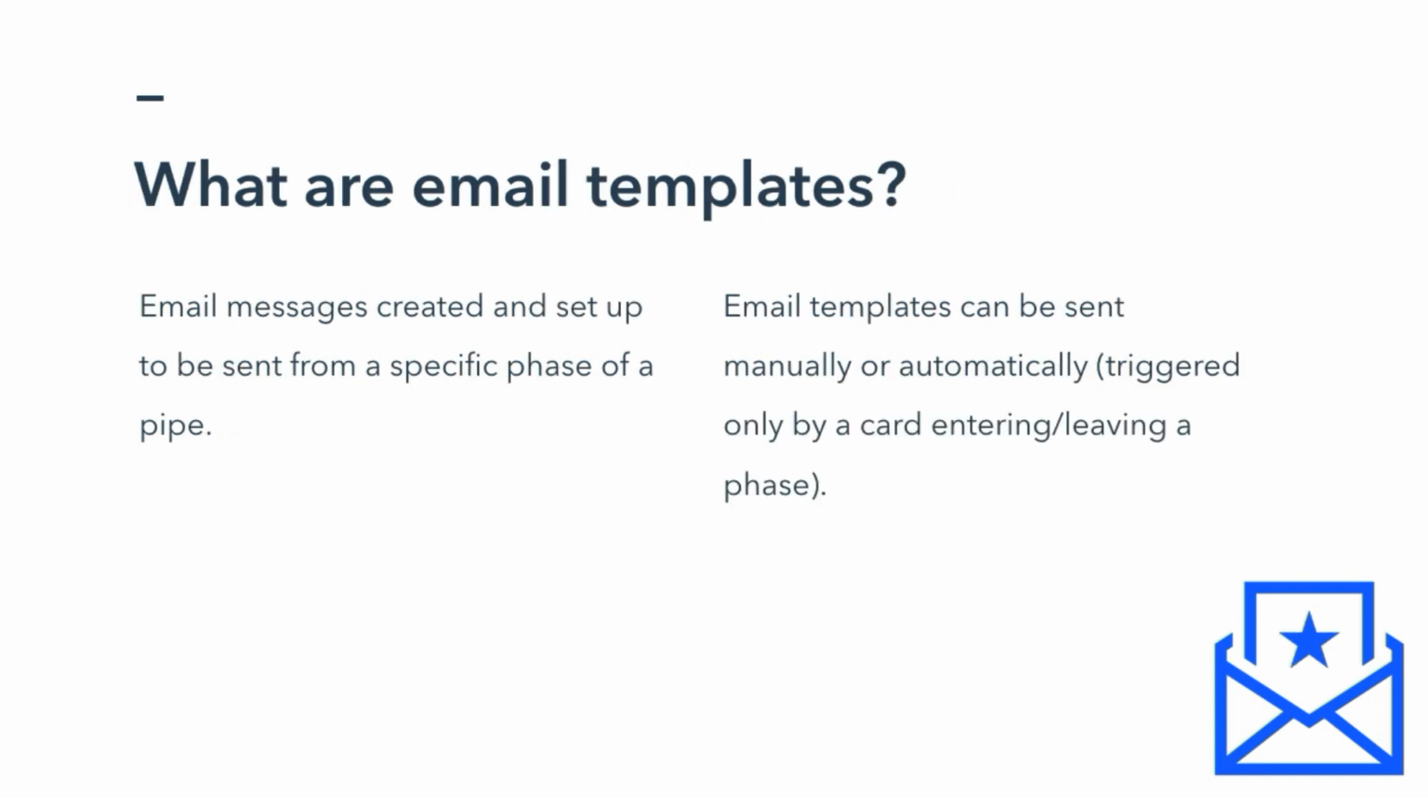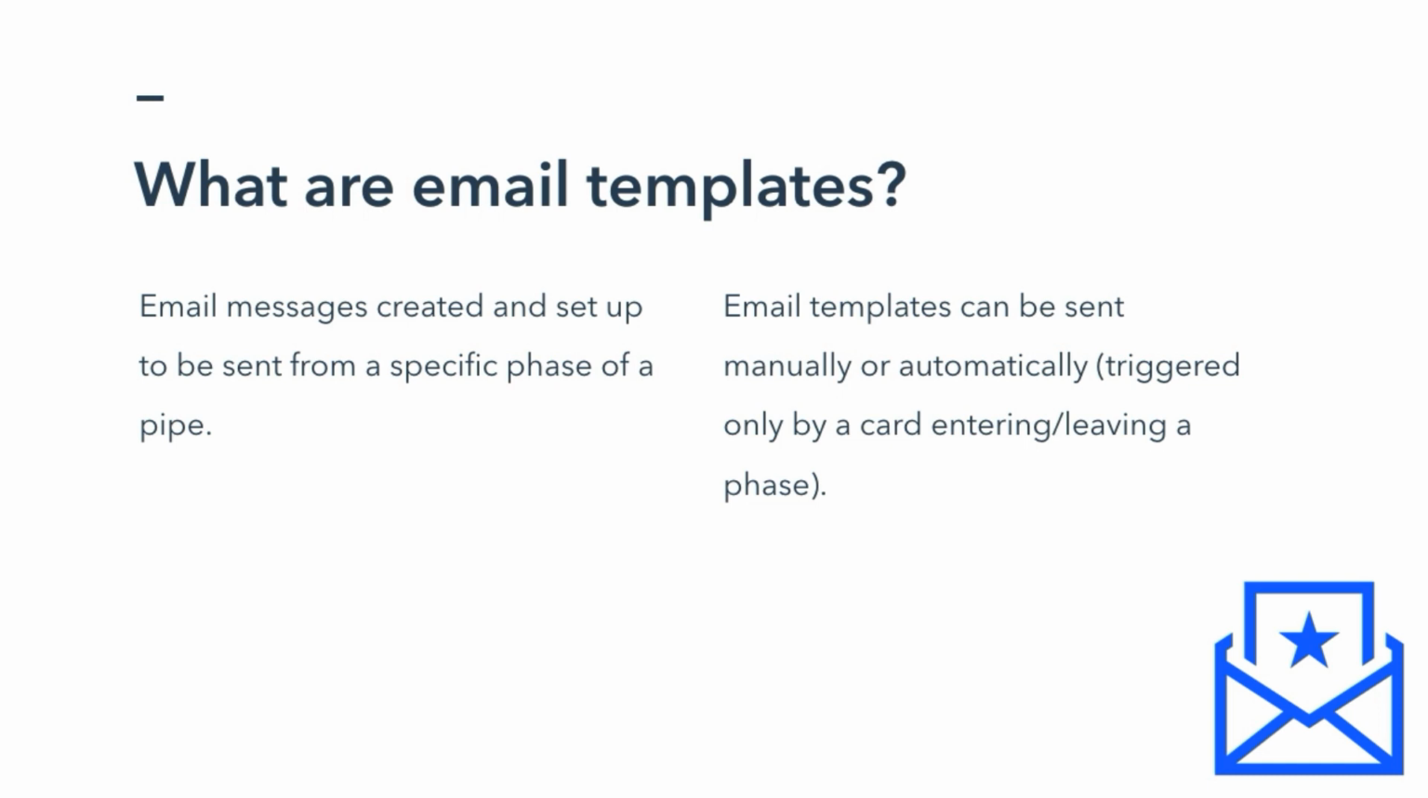In a nutshell, email templates are customized email messages you can create and set up to be sent from a specific phase of a pipe. The email templates can be sent manually by clicking a button inside of the card or automatically when a card enters or leaves a phase. We can't trigger sending emails right now using any other action. So the only way to send an email automatically is when a card is moved into a phase or out of a phase.